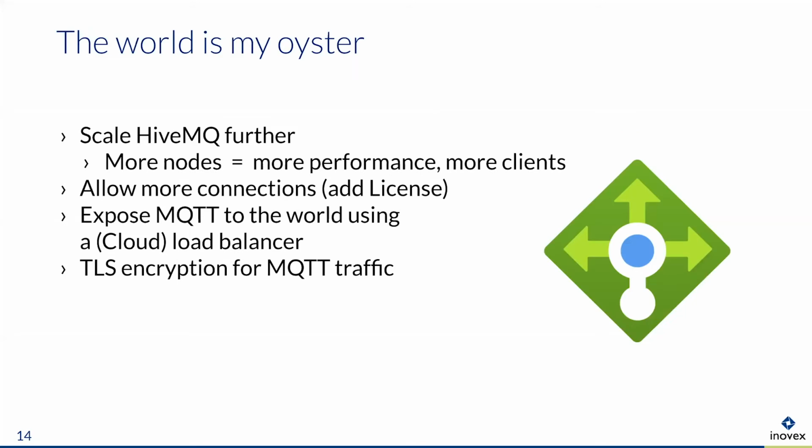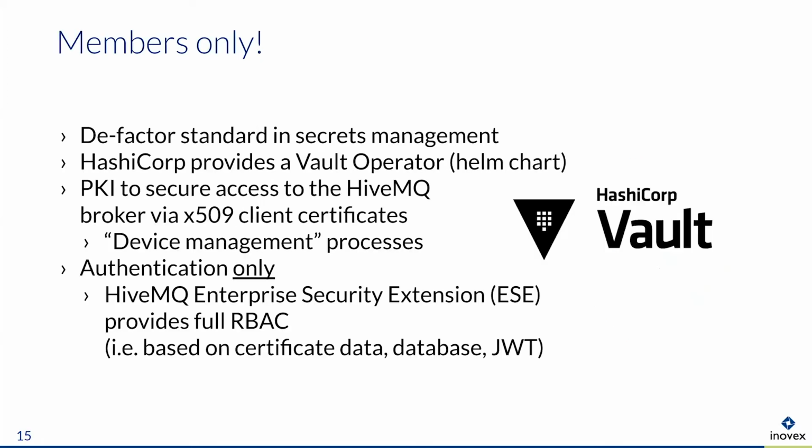All right. So then, if we have one of those brokers running, we want to scale it further. More nodes means more performance, more clients. That's what Maggie said. Running a few small nodes might not be sufficient if you expect quite a lot of clients. So to allow more connections, we're going to add a license to allow HiveMQ to scale up higher. And then certainly we want to expose the MQTT service to the outside world. Otherwise, it makes no sense to have that broker running on our Kubernetes cluster. And then we want encryption. That's something we're going to add, and hopefully it works.